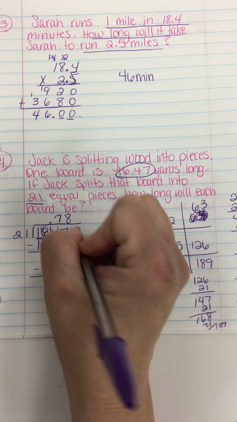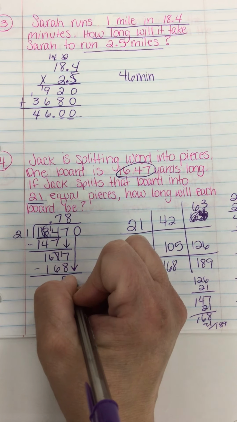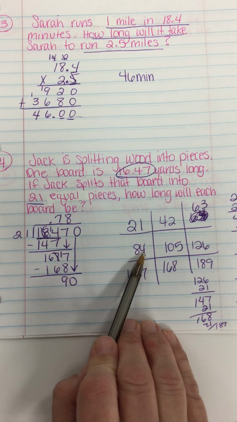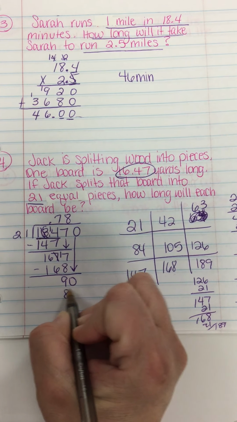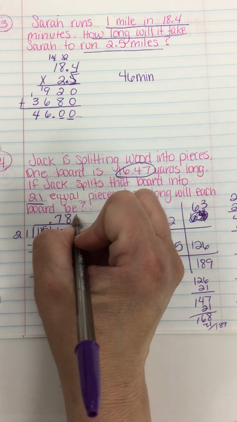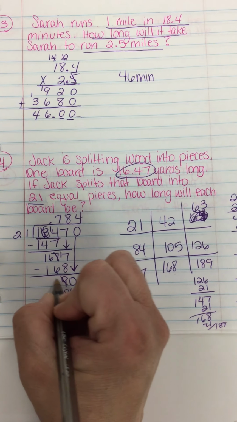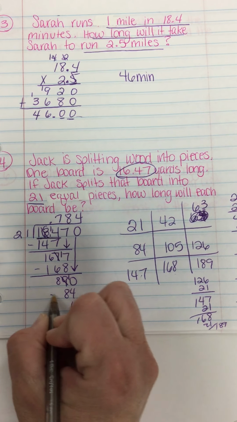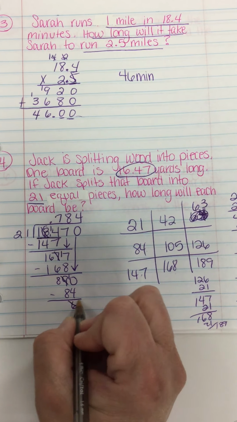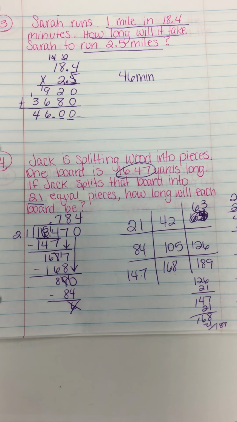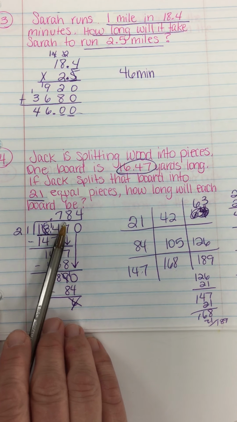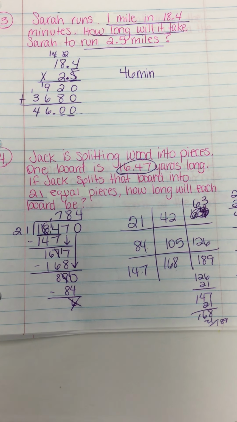All right, so we're going to add another 0 and bring it down because we cannot have a remainder. Now we're looking for 90. The closest I'm going to get is 84, which is times 4. 10 minus 4 is 6. And so we just leave that remainder. So when Jack splits wood, each piece would be about 784 thousandths yards long.